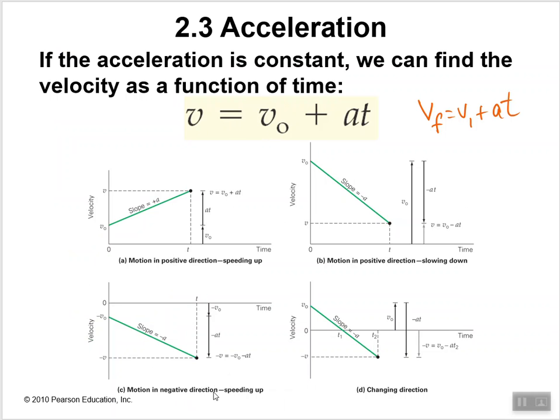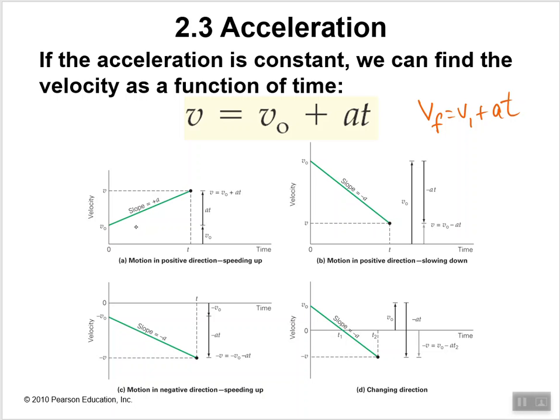Different books will use different notations, and this one is going to use v and v naught, v naught meaning the initial or the original. In this case, when we have a velocity and time graph, they're also throwing at us right away that the slope, velocity over time, would be the acceleration.